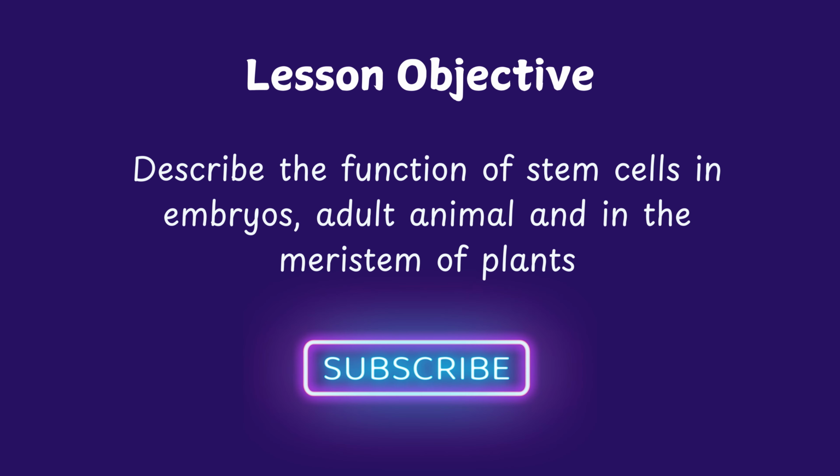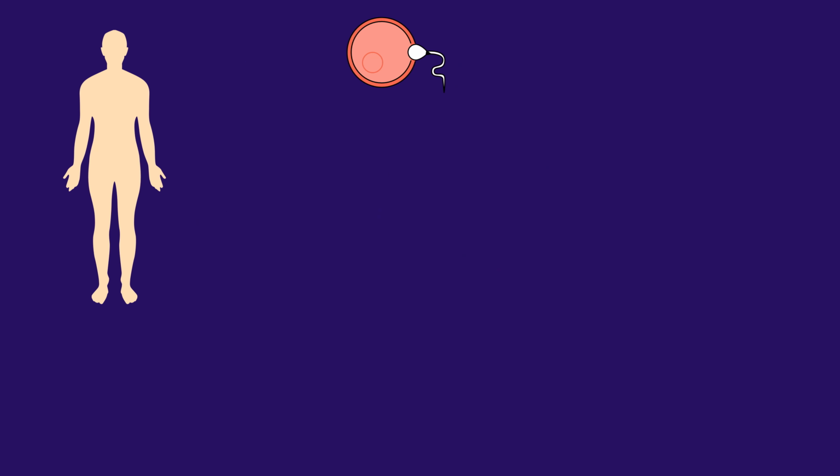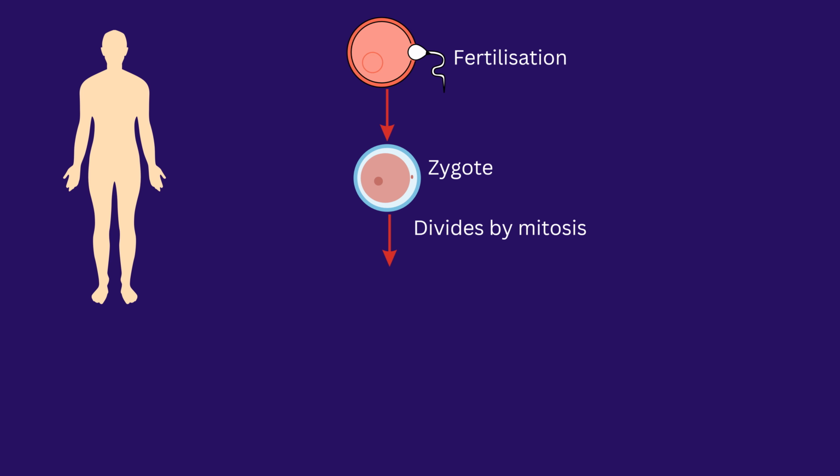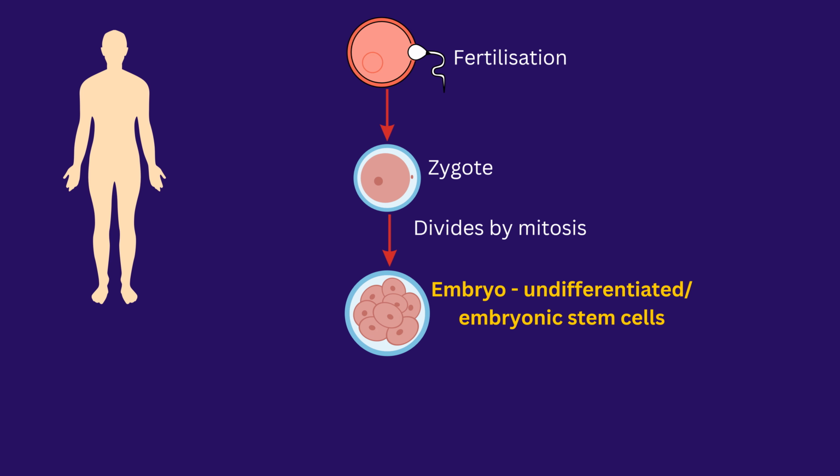The lesson objective is to describe the function of stem cells in embryos, adult animals, and in the meristem of plants. Let us look at how embryonic stem cells are formed in animals, using humans as an example. First we have fertilization taking place, where the sperm cell fuses with the egg cell to form a single cell called the zygote. The zygote divides by mitosis to form a ball of cells called the embryo.